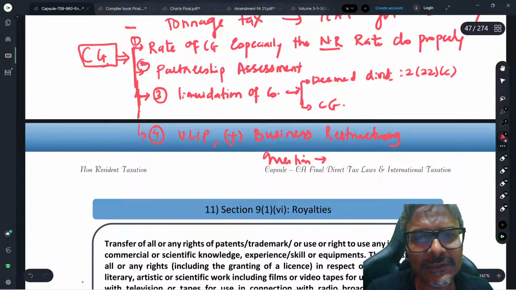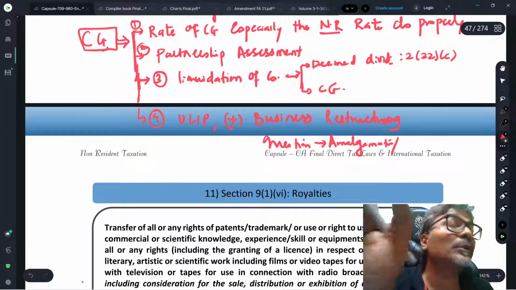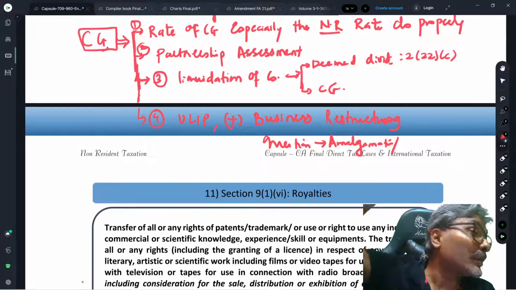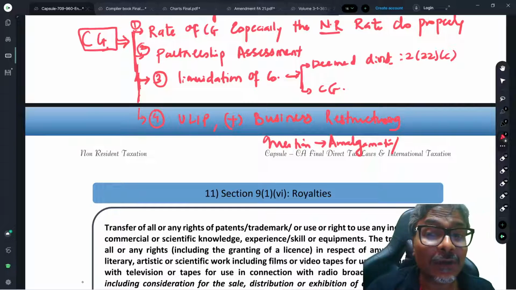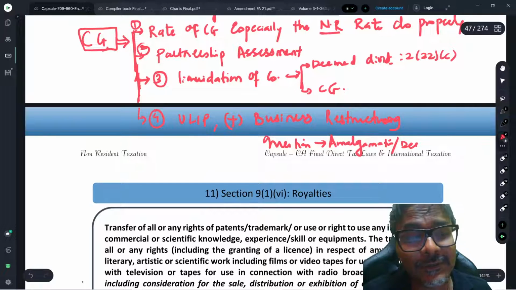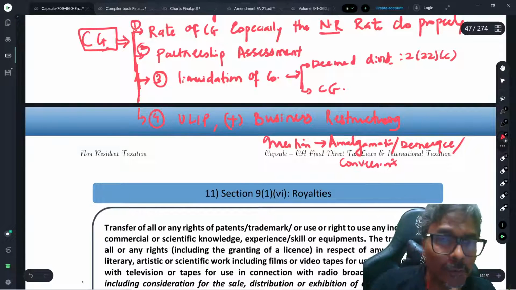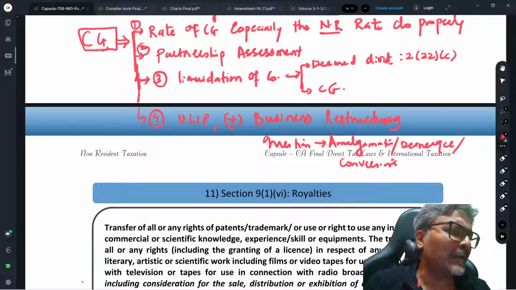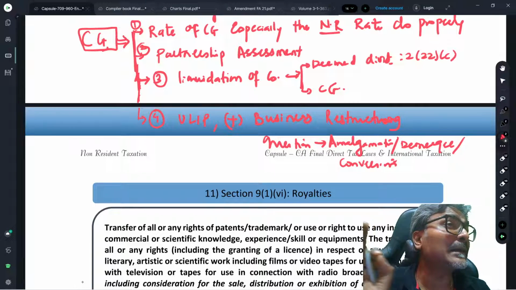You'll say, sir, what is business restructuring? Amalgamation, demerger. This time, this is very important. You'll say, sir, why do you say so? May attempt, not asked. Previous to that also not asked. So therefore, amalgamation, demerger, conversion. Do this particular part thoroughly. You may not solve it, it is perfectly fine, but go through the practical case studies.